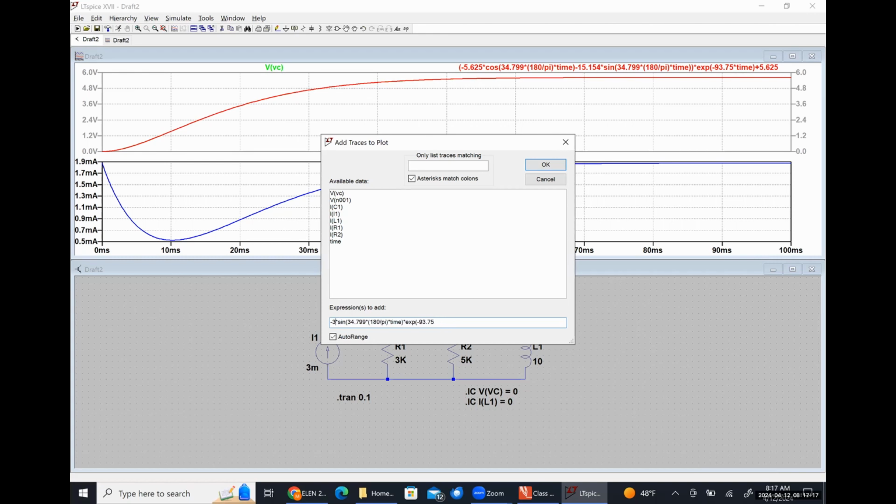That current was 10.102 milliamps. So 0.010103. Sorry about that. Plus, I think it was 2 milliamps. So 0.02.